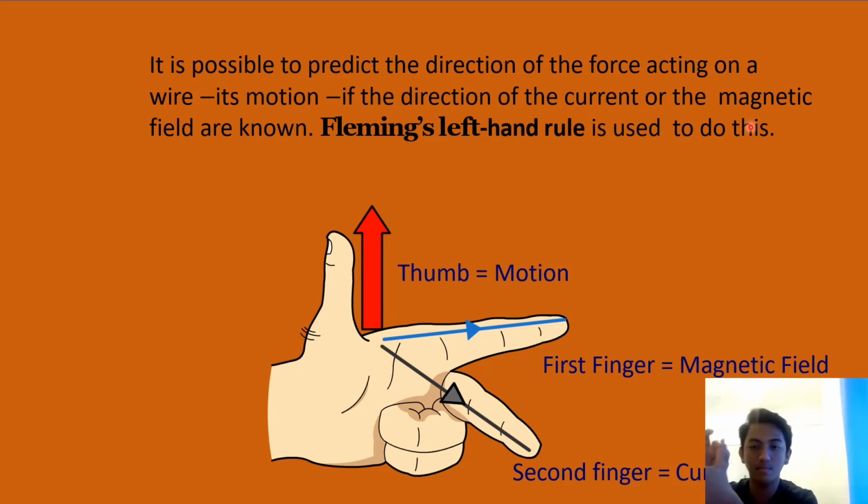This is the thumb, and this is the first finger, magnetic field, and this is the second finger, current. So you can see on the slide, thumb equals motion, first finger equals magnetic field, and second finger equals current.